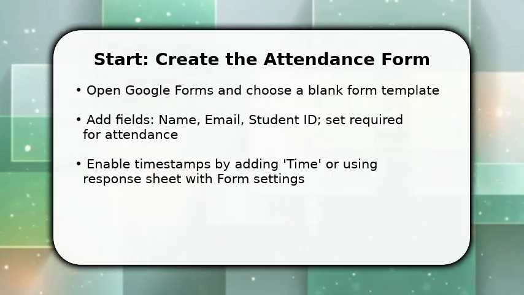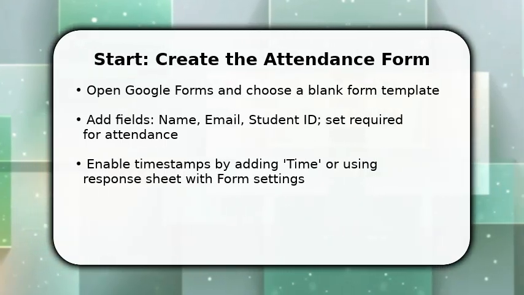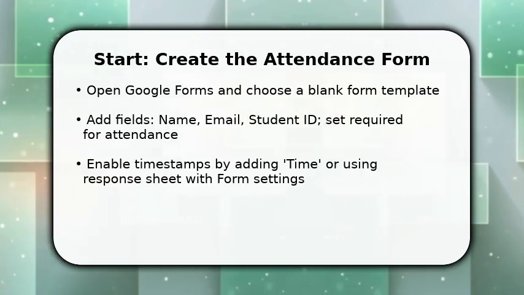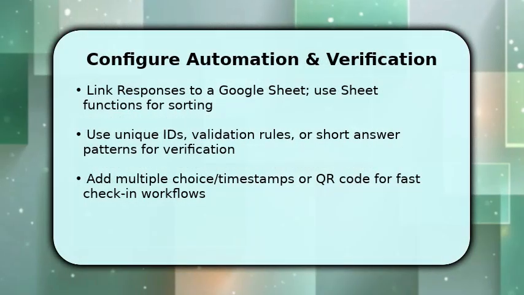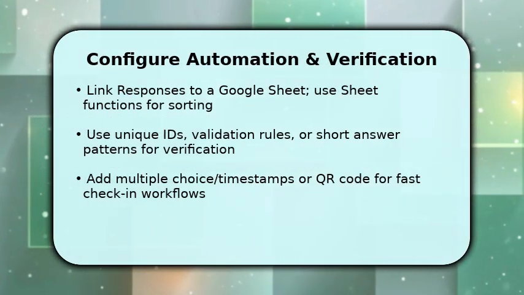Make sure to toggle collect email addresses if you want automatic emails. Connect the form to a Google Sheet now. That creates a time-stamped response log, which you'll use for records and verification later. Continue by linking responses to a Google Sheet so every submission gets a timestamp.